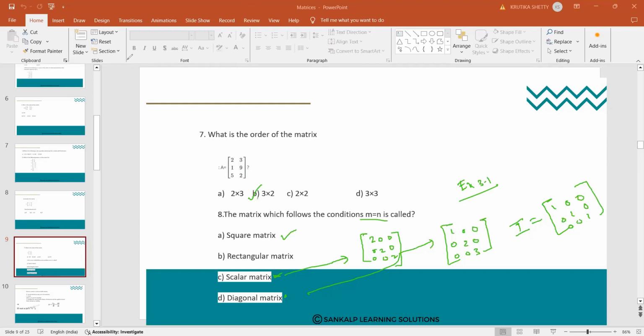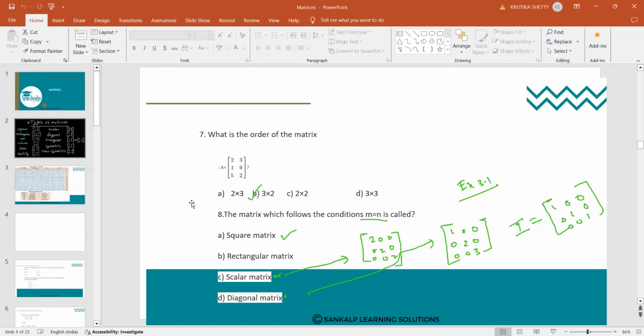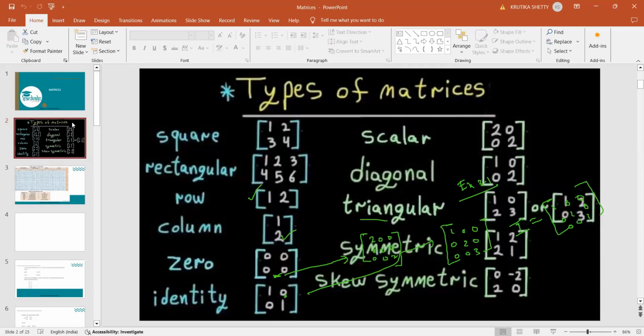Okay, and just go through the types once again. Go through the types for 1 minute, and based on the types, we will be discussing. So these are the types. You need to know. In the previous class, we discussed these types. So just go through the types, and then we will begin with some more objectives.